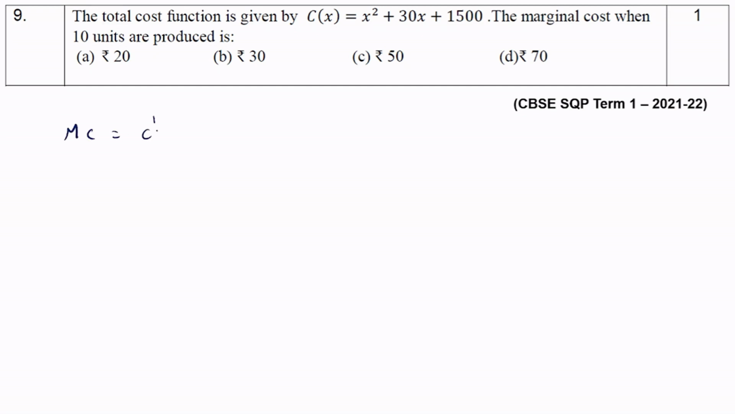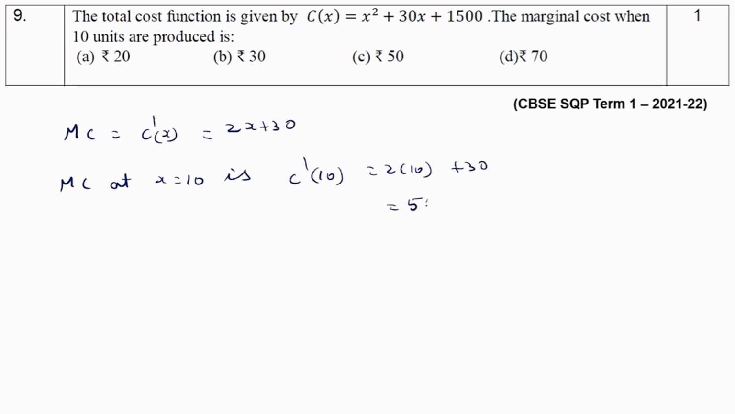So marginal cost equal to C dash of x. This is equal to 2x plus 30. So marginal cost at x is equal to 10 is C dash of 10. So it is 2 into 10 plus 30, which is 50. So the correct option is option C, rupees 50.